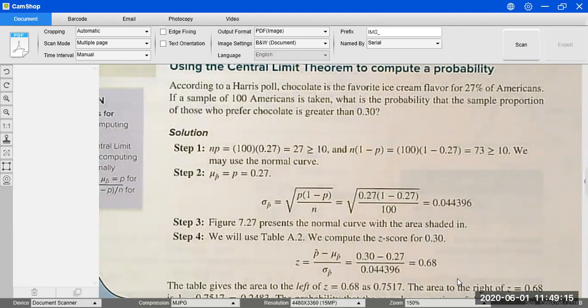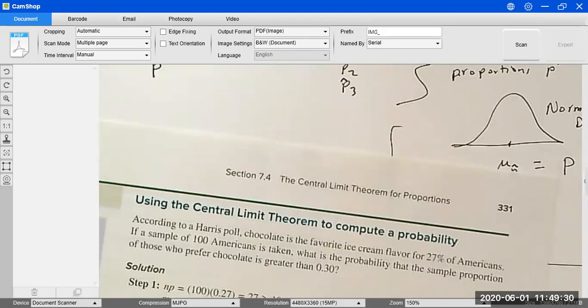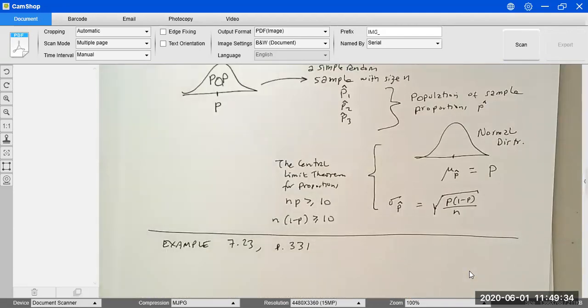So 27%. If a sample of 100 Americans is taken, what is the probability that the sample proportion of those who prefer chocolate is greater than 0.30? So that's the problem. We're going to need to write the values.